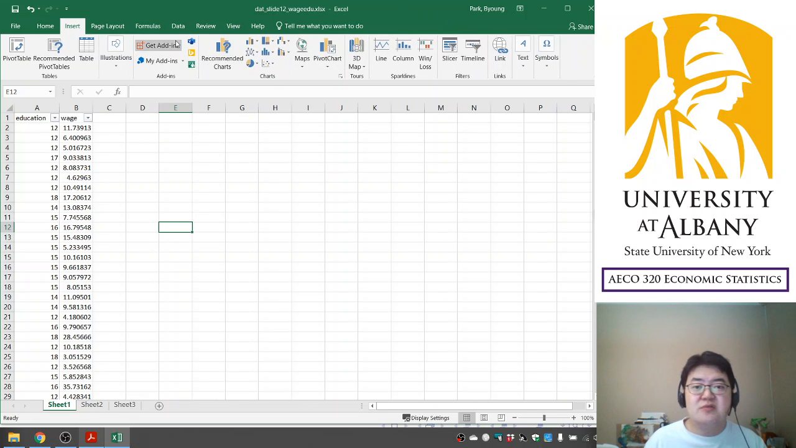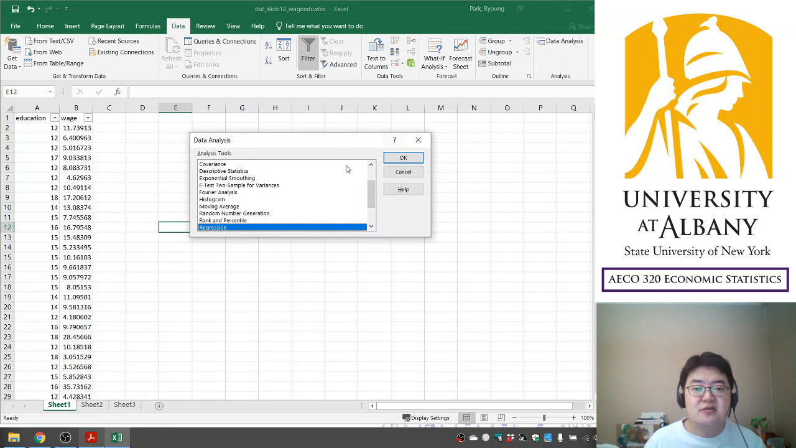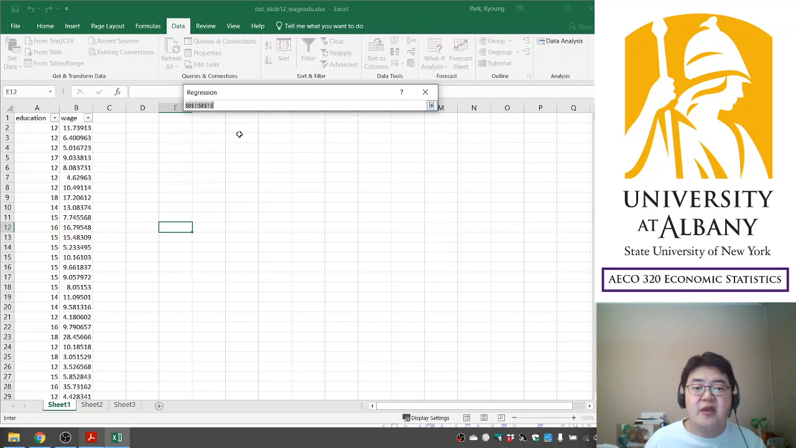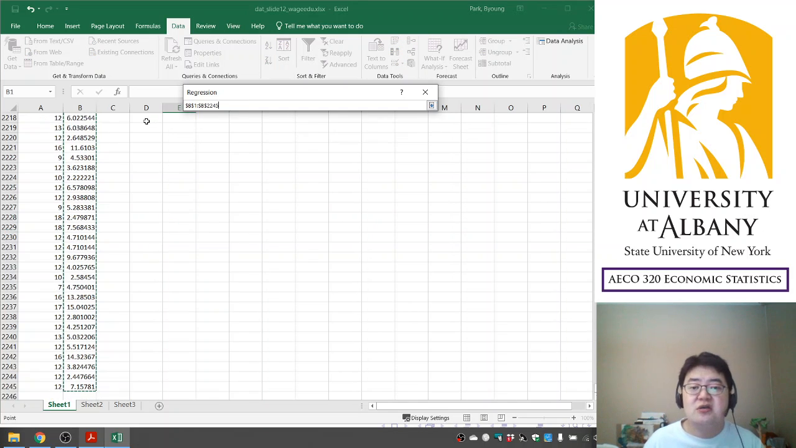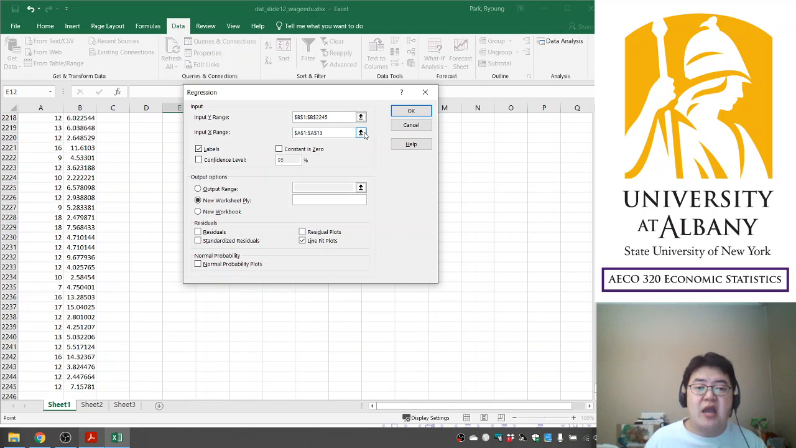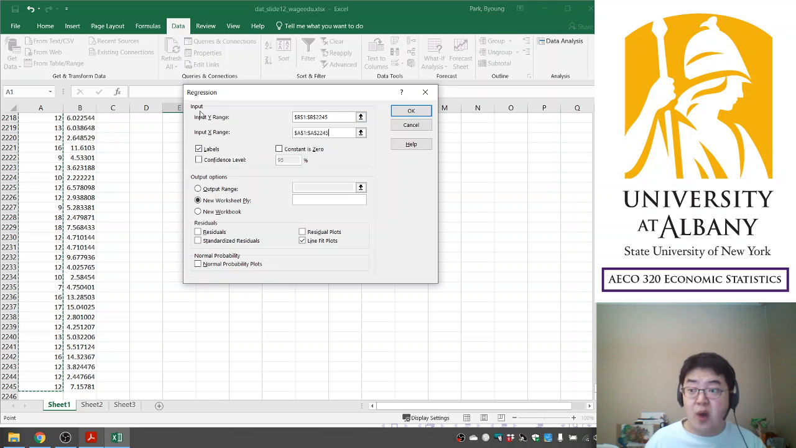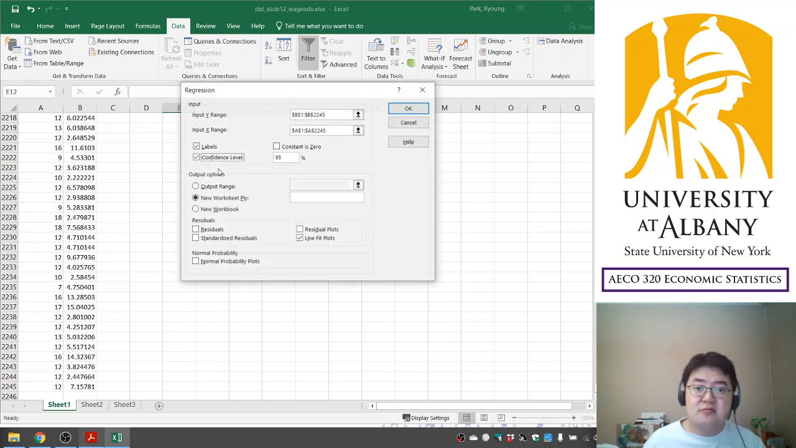let's do the same thing. Data analysis, and regression here. Okay, Y range: Y is wage. X range is education. So I'm going to predict Y using X. So Y is wage, X is education. And let me try a confidence level at 99%, just for fun. And line fit, and okay, let's see.